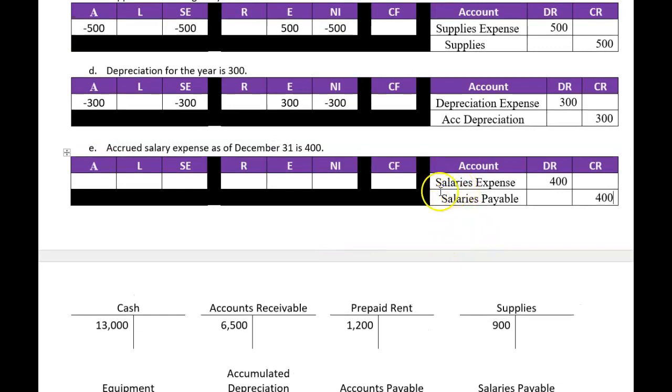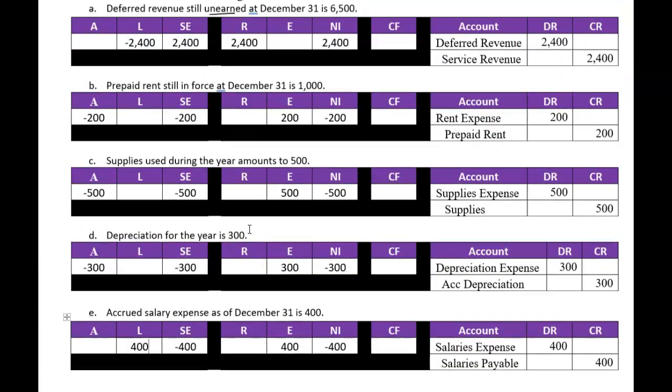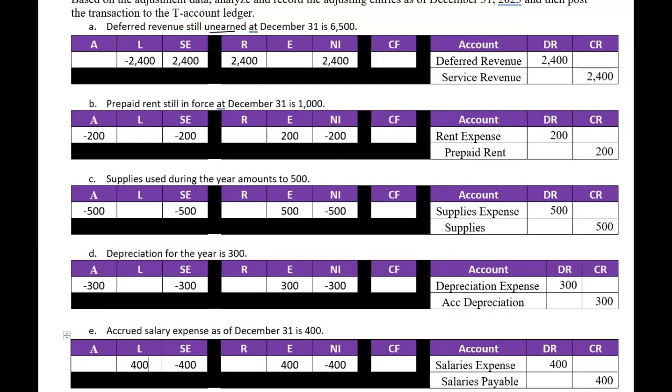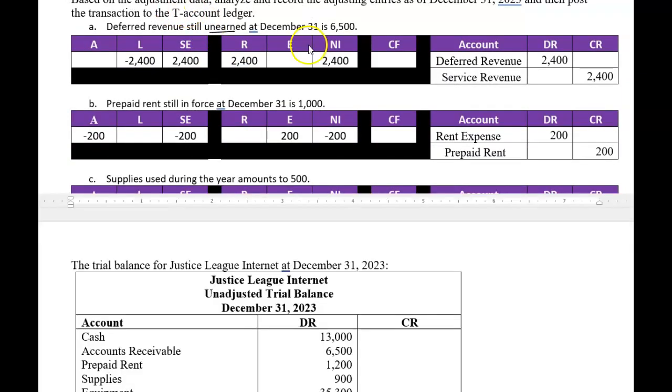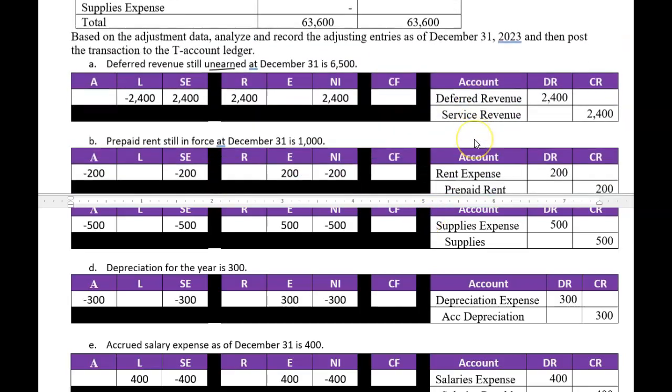How's that impacting our financials? Well, our expenses are going up. So expense up, income goes down. Very good. When income goes down, so does stockholders' equity. So we got to get that in there. Salaries payable is a liability, so our liabilities here are going up. All right, so we have several different adjusting entries there. Now let's go in and split our screen so that we can post all of those to the ledger.